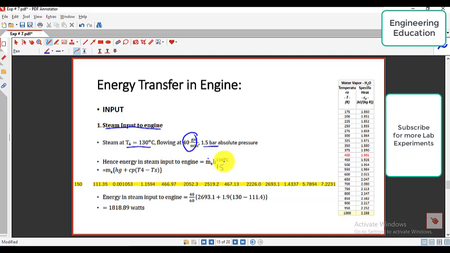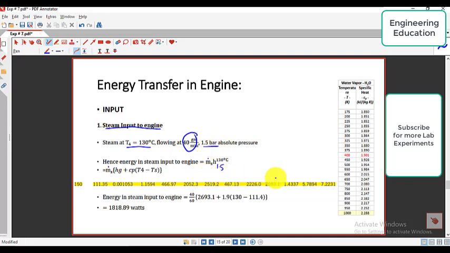So to find the energy in steam which is input to the engine, we have the expression m dot s into hg plus cp into T4 minus Ts, where hg is the saturated vapor enthalpy of this steam, cp is the specific heat of steam, T4 is the temperature 130 degrees centigrade, Ts is the saturation temperature at 1.5 bar.